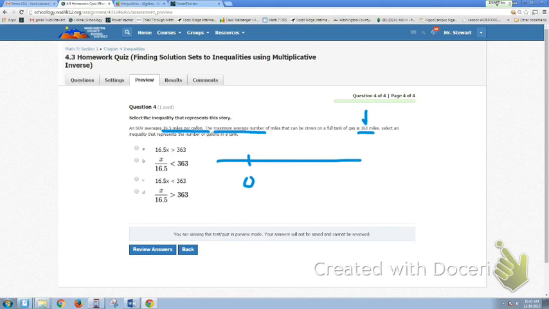So if this is 0, here's 363 miles up here. The SUV could not go above 363. It could go up to 363. It could be less than 363. All of those things could be true. And now you're just wondering what this would be equal to. So just think about what 16.5 miles per gallon would mean to you.